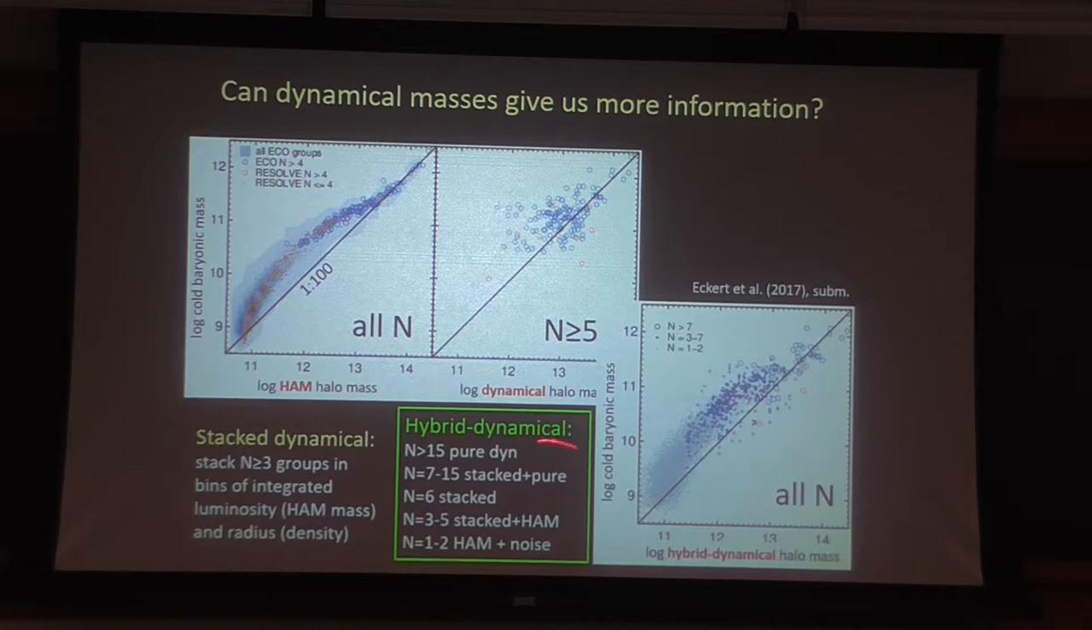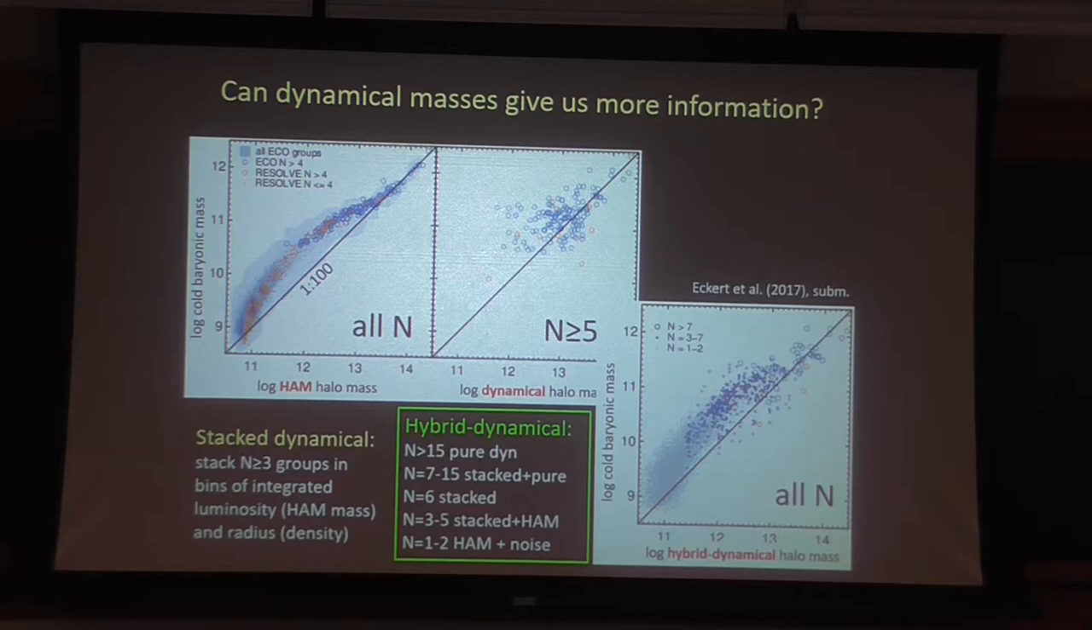This is the actual hybrid dynamical halo mass versus cold baryonic mass. And for N greater than 15, it's pure dynamical. 7 to 15, it's stacked and pure blended smoothly down to a pure stacked regime at N equals 6.